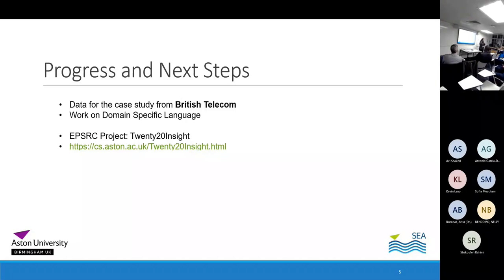This was the part that we dealt with during the MDENet project. As an extension of this, we will be working on the 2020 Insight project, which is an EPSRC funded project, and we are going to explore different things along the same line.